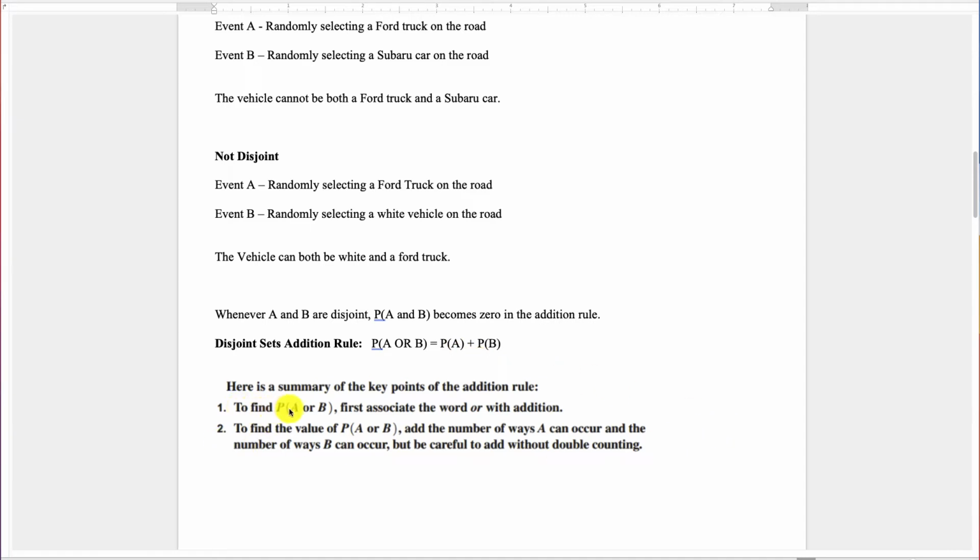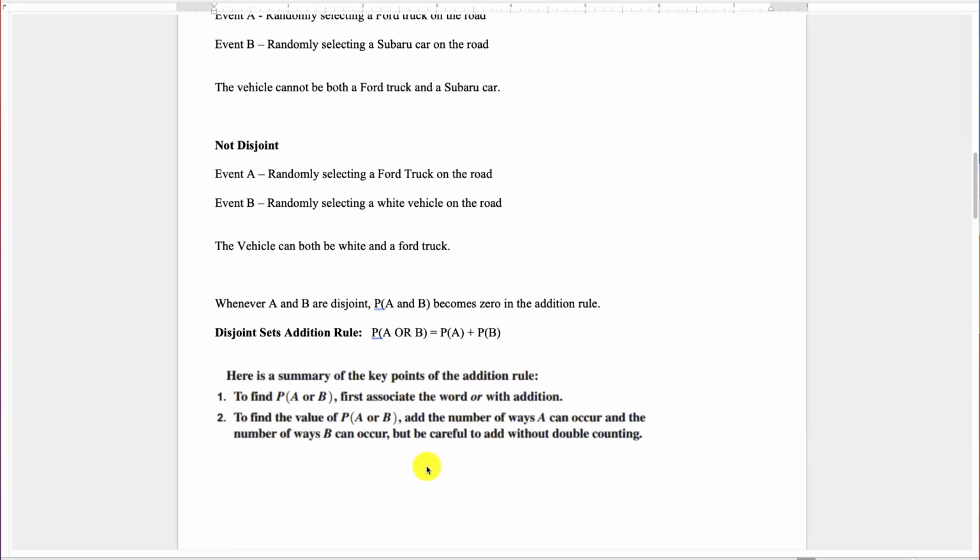Summary: to find the probability of A or B, first associate the word "or" with addition. Or and addition go together. To find the value of the probability of A or B, add the number of ways that A can occur and the number of ways that B can occur, but don't overcount. You might have to subtract out that "and" if it exists.